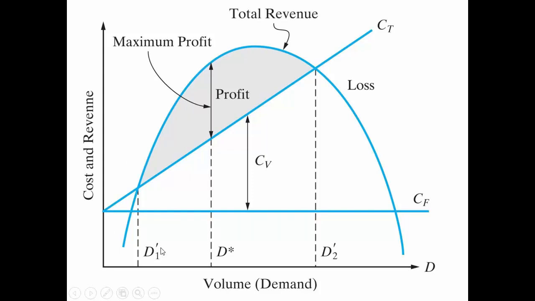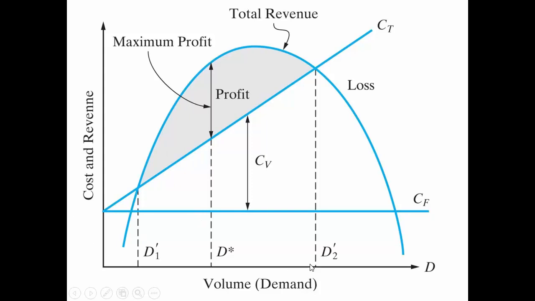Remember, when we're down here in the lower end of demand, the few items we're selling, we're getting a good price for those items, but we're selling so few that it's not enough to cover the fixed costs and the variable costs for those items. All right, so that's explaining to the left of D prime 1.